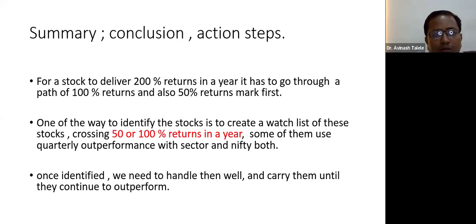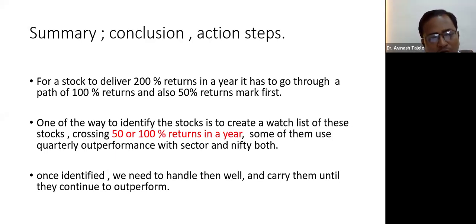So to conclude, this is my corollary from all of that. We all want multibaggers, right? Multibaggers mean stocks that have given 200%, 500%, 800%. Now, for a stock to deliver 200% in a year, it has to go through a path. It cannot give us 200% overnight. It has to go through a path of 100% returns, and before that, a path of 50% returns. And at times, when they reach 100% returns, it usually has its 52-week high.